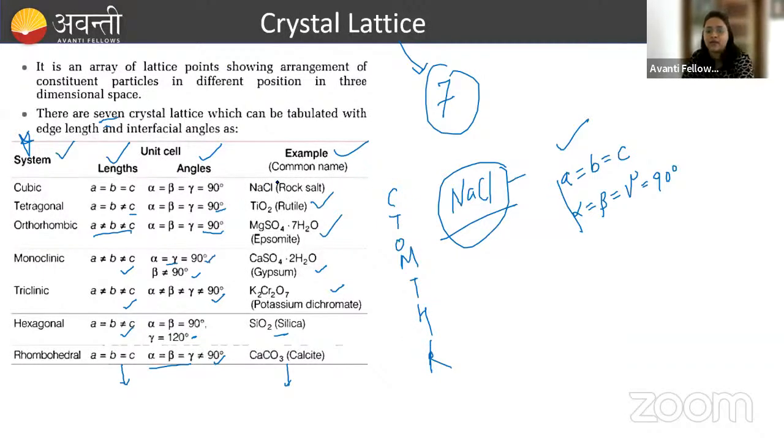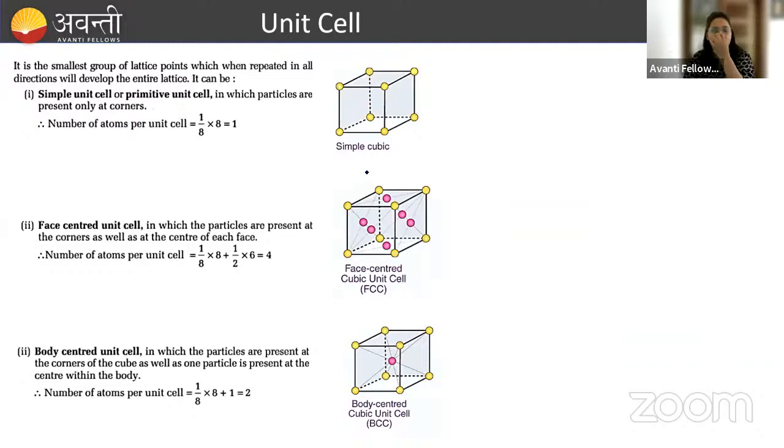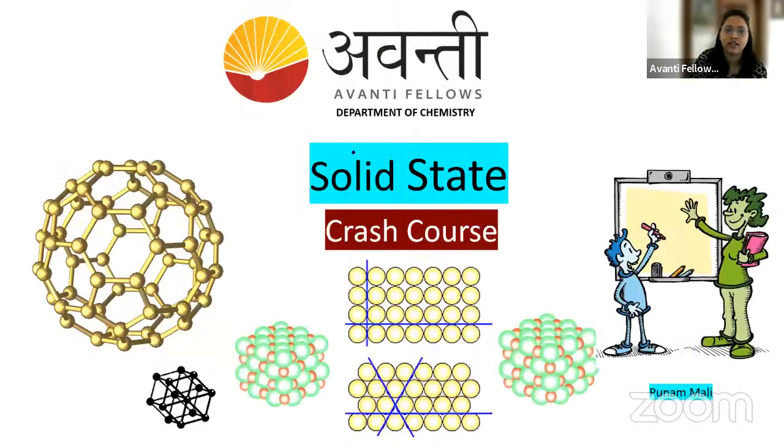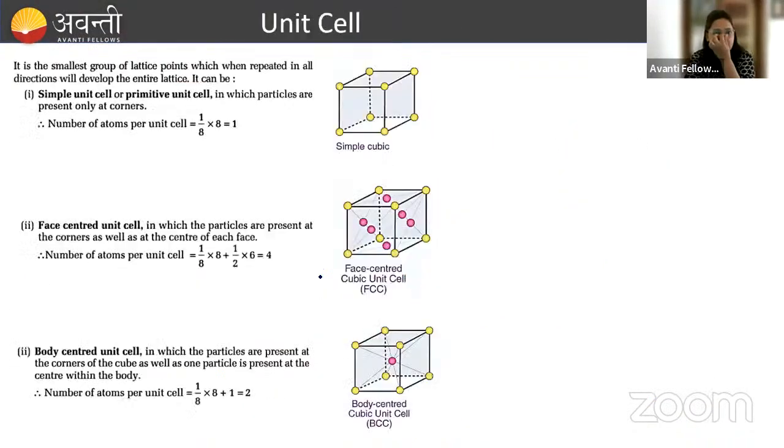Remember the lengths as well as the angles, very, very important from the point of view of our competitive exam, okay? Next, when we talk about the crystal lattice, there are certain unit cells which are combined together to form a bigger crystal, like I have shown here in the first slide. Here also, certain crystal lattices are combined together to form the compounds. So which are those crystal lattices?